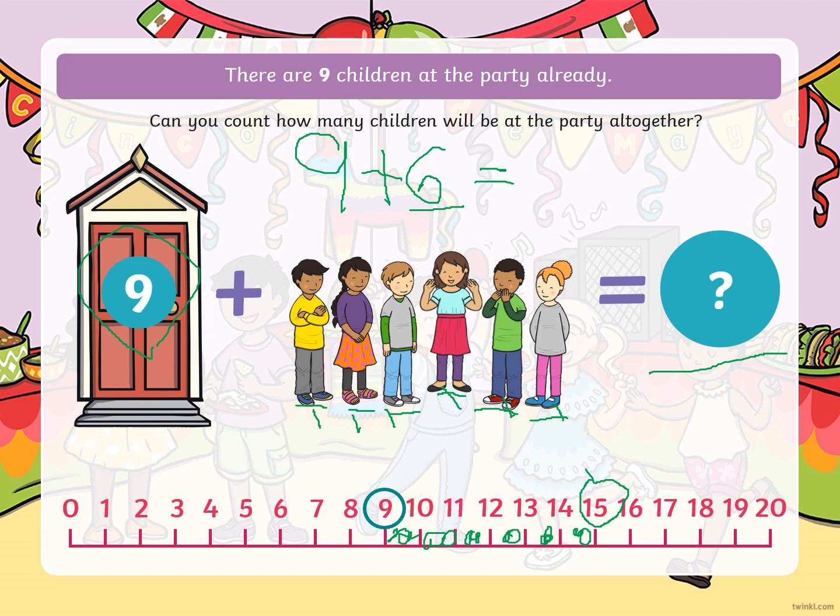9, let's start from 9, 10, 11, 12, 13, 14, 15. Is it the same? Alright, very good. If your answer is also 15, you're correct. You got the right answer. Let's try one more time.